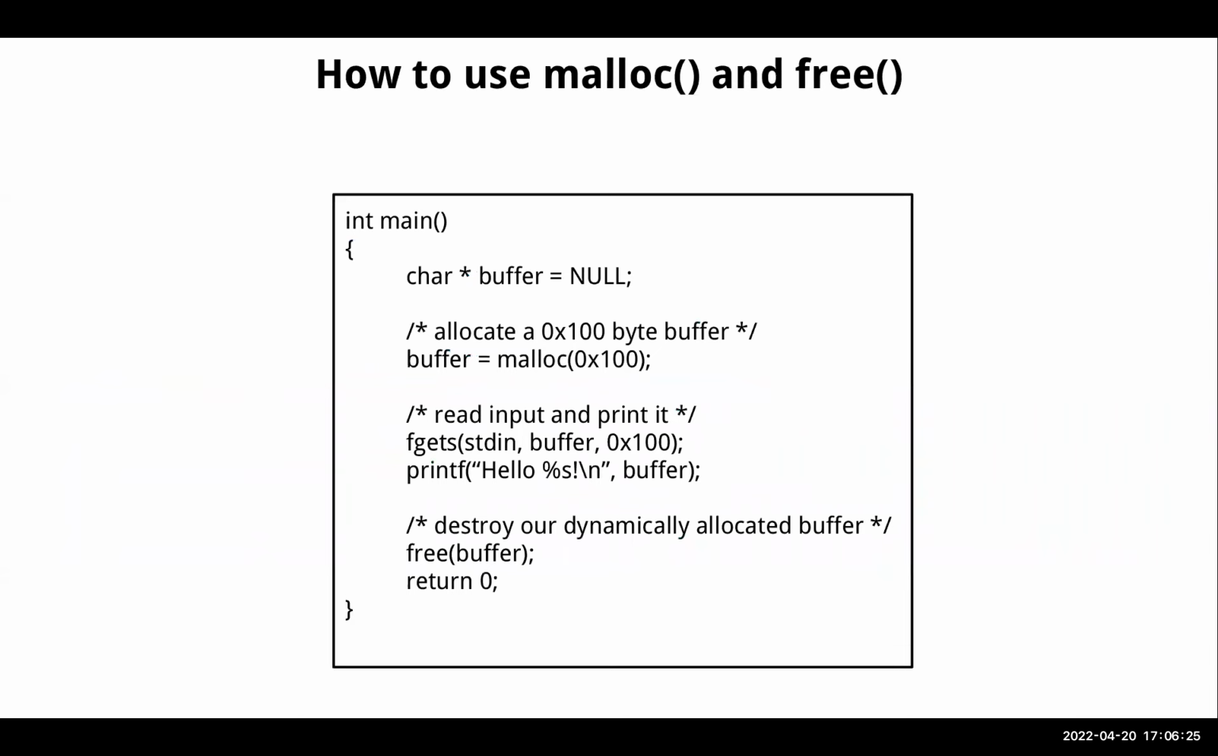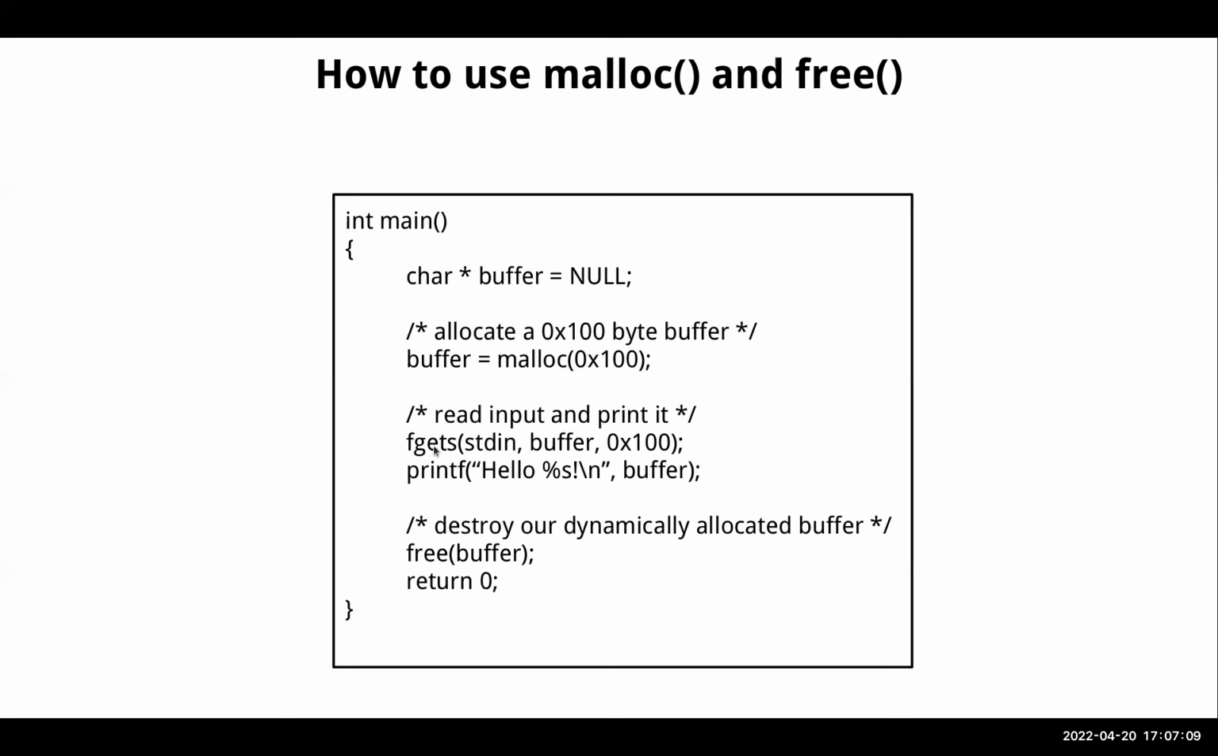I have a simple example here. Very simple program. The program has a main function. It has a local variable. The local variable is char star. It's a pointer, and it points to null. So at the beginning, it doesn't point to anything. The local variable itself is on the stack, but its value is 0. Then we do a malloc here. We malloc 0x100 bytes, and we assign that address to buffer. So buffer will point to whatever you malloc.